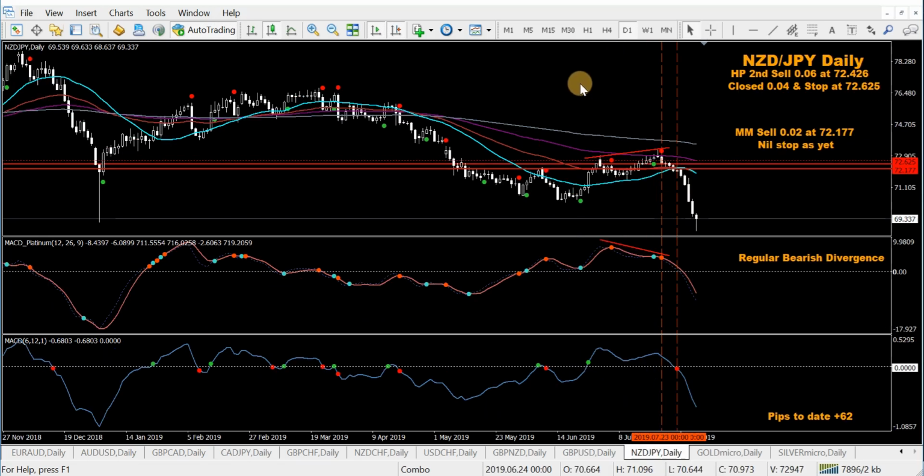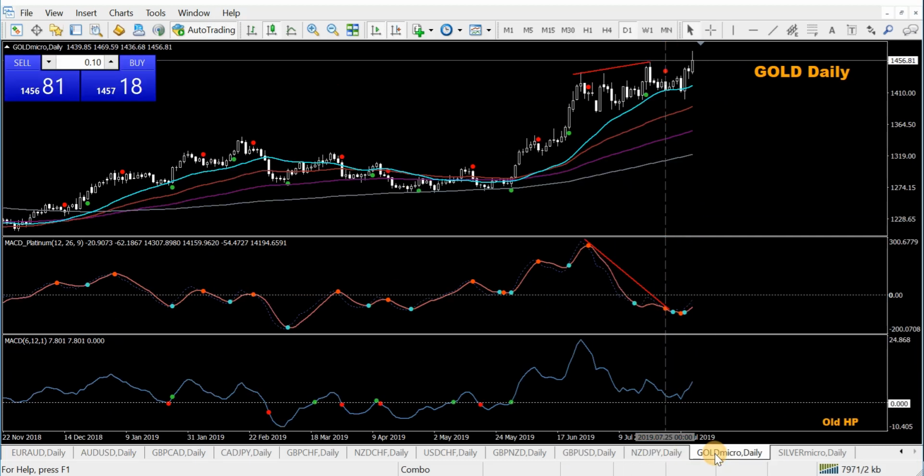And it's the New Zealand Japanese yen daily. Again, it's another second sell, so I would have taken a sell in here, hedge buy, second sell, closed the initial one and the hedge buy, and 0.04 the second sell, and a stop in place, red dotted line. It's also a mod MACD sell trade. We're up 62 pips already, and it looks like we're well and truly going to earn some more pips on that one.